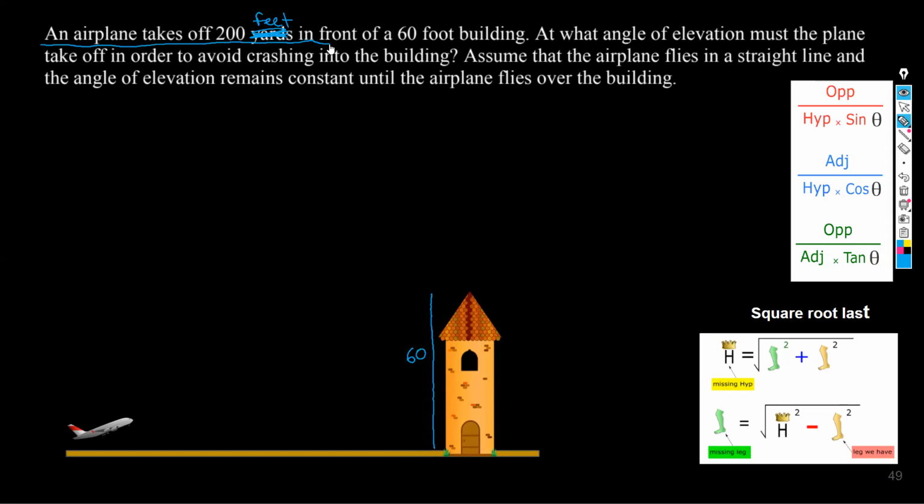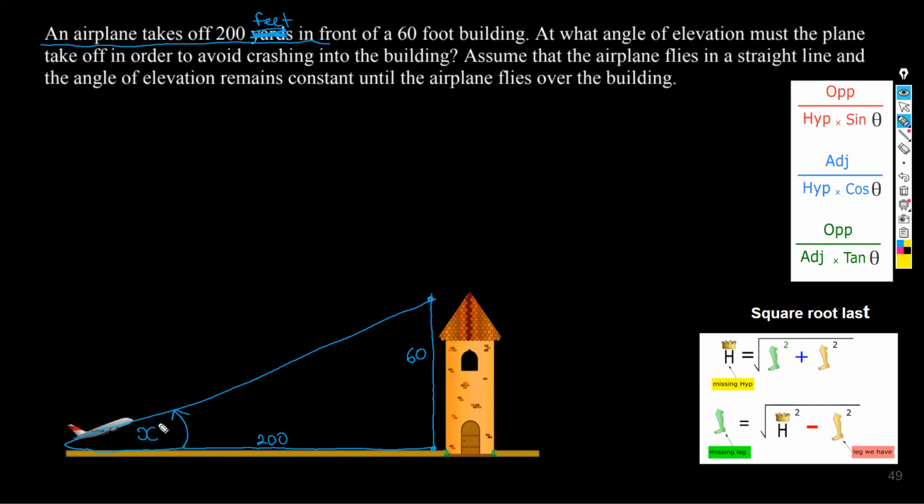The airplane takes off 200 feet in front of a building. That 200 is not the slanted line. It's not the hypotenuse. In front of the building is over here. It's the horizontal line from the base of the building to the plane. And they're asking for this angle, the angle of elevation. The angle of elevation is from the horizontal line towards the slanted line. That was the mistake a lot of people were making. So they want this angle X.